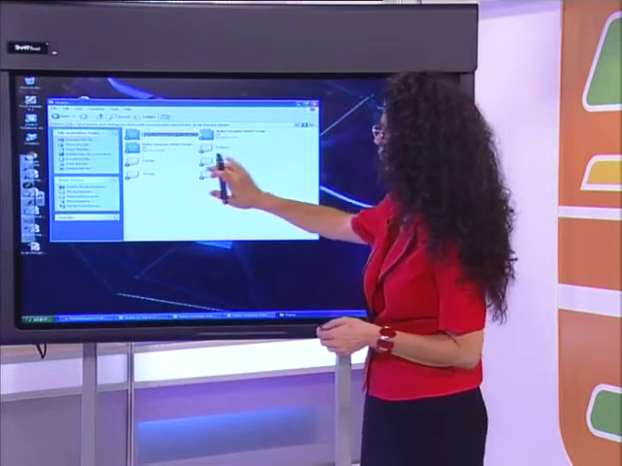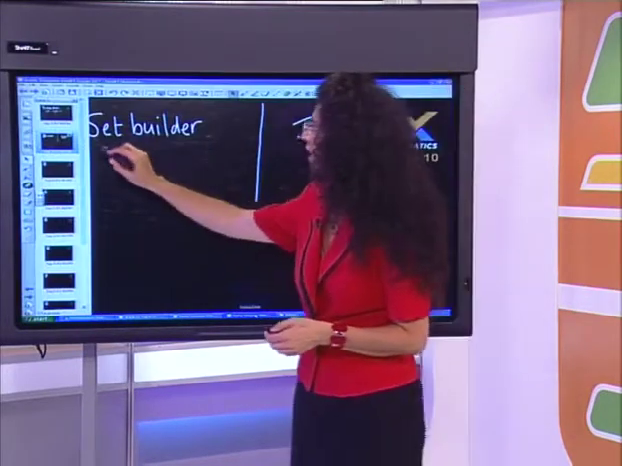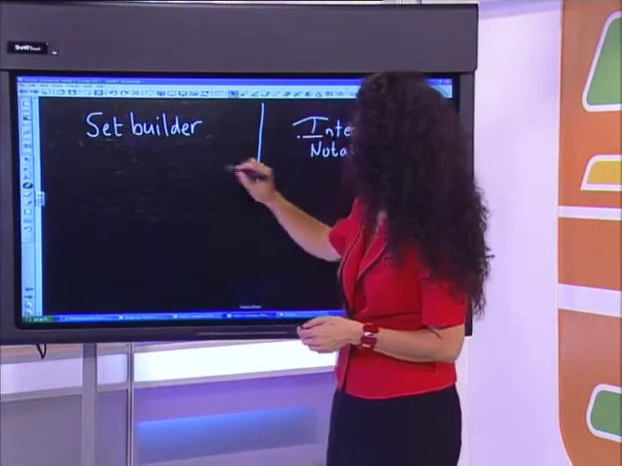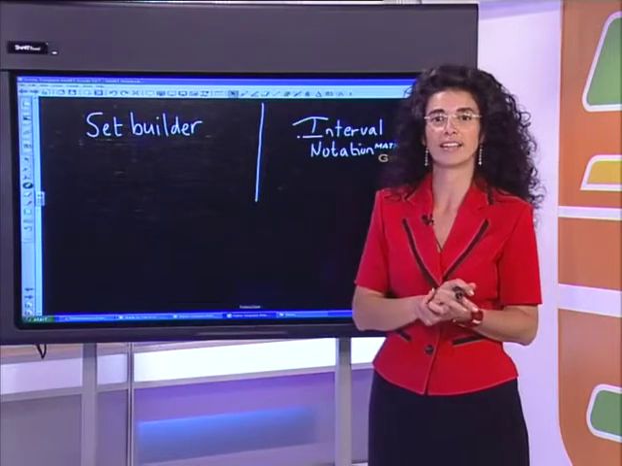What happened to my page? Okay, sorry. Here you go. Set builder notation or interval notation. Those are the two ways of being able to write a list of numbers.